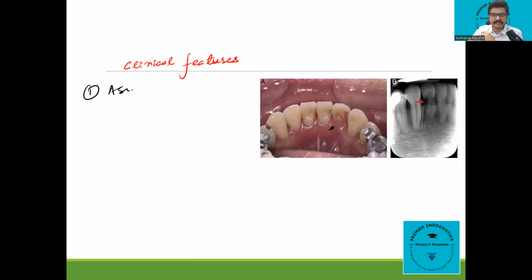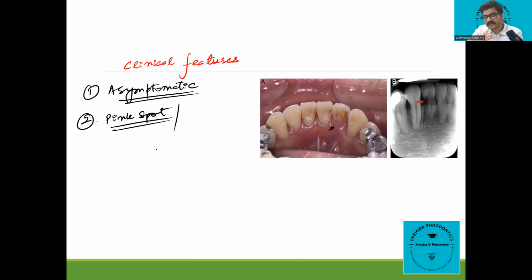First, mostly it is asymptomatic because the pulp is not involved, right? So there is no pain. It's asymptomatic. Because of the proliferation in the cervical area, yes, there might be some bleeding on toothbrushing and bleeding on any external trauma. That's separate. Second, how is it diagnosed? Either as a pink spot in the cervical area, which the patient or the clinician sees, or it's a chance discovery on routine radiographs.